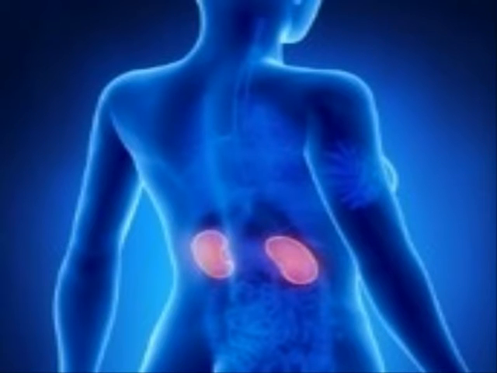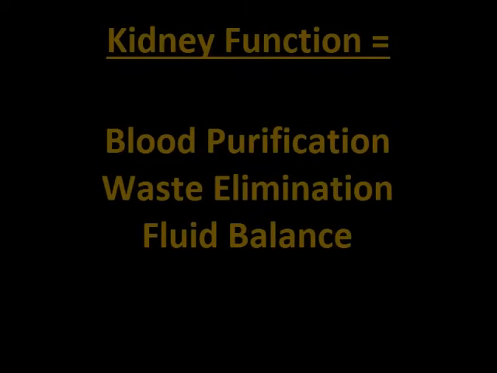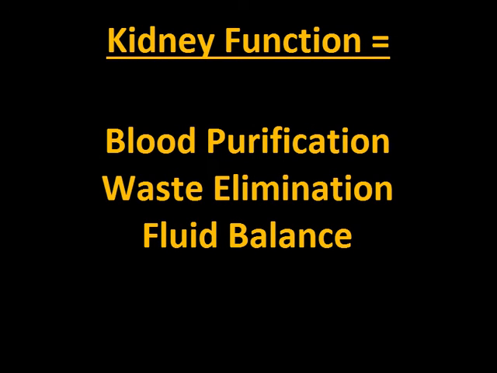So your two kidneys are located in the upper abdominal area against the back muscles on both the left and right side of your body. They're extremely complex in mechanism, and they have three primary functions that we're beginning to understand: blood purification, waste elimination, and then fluid balance.